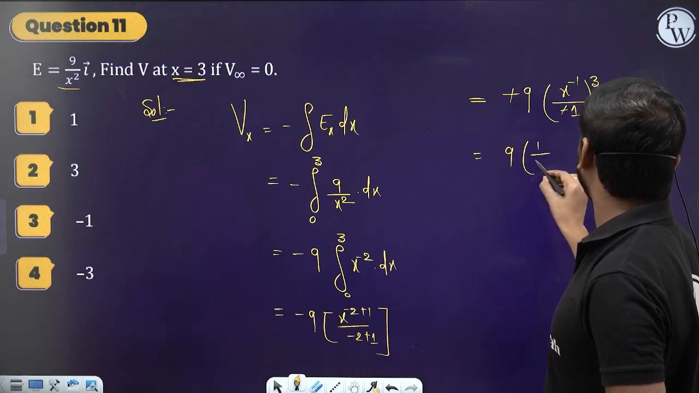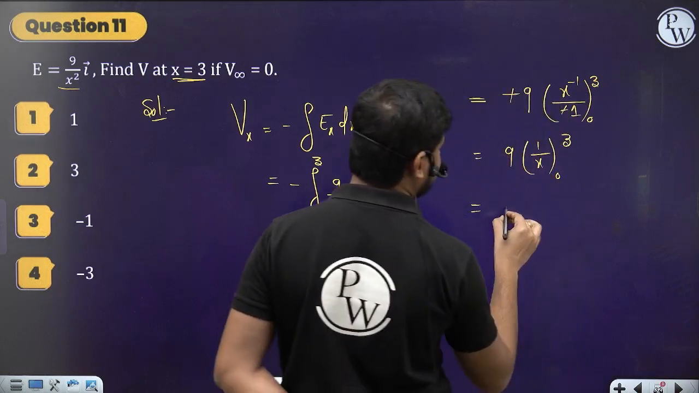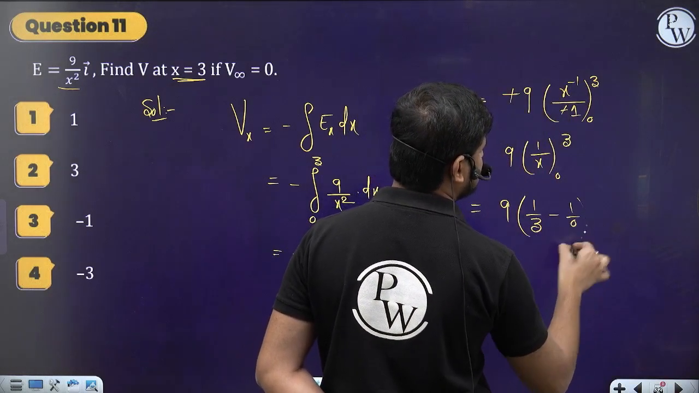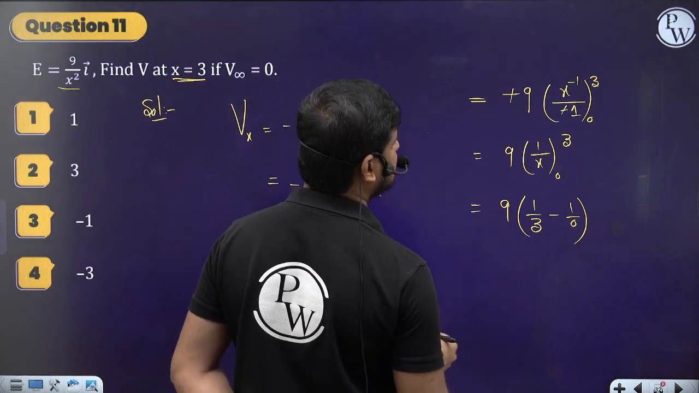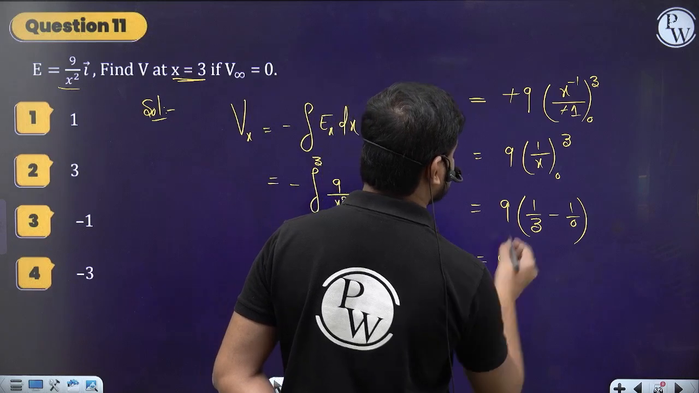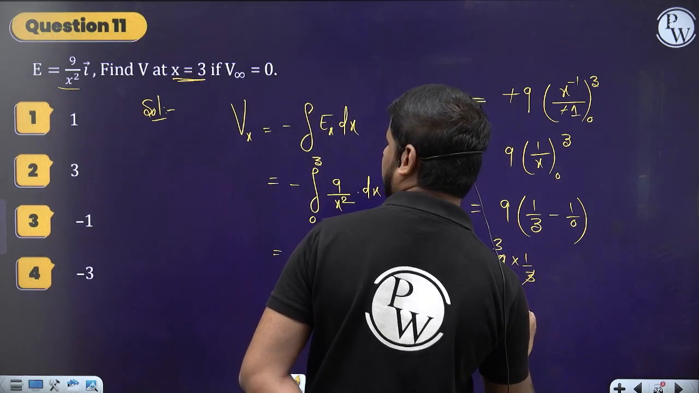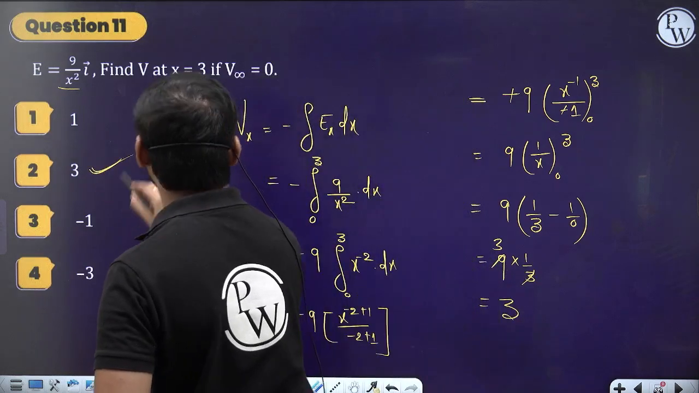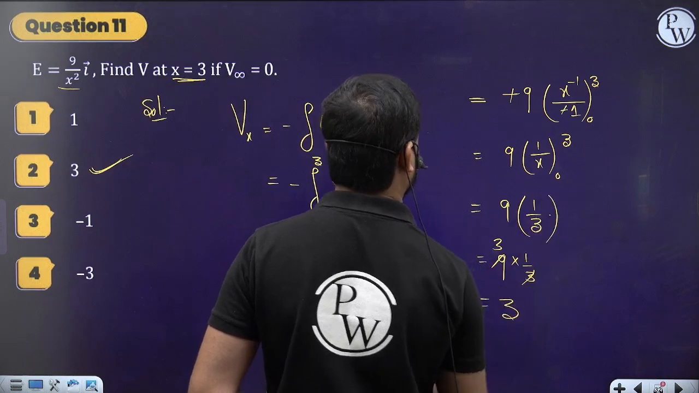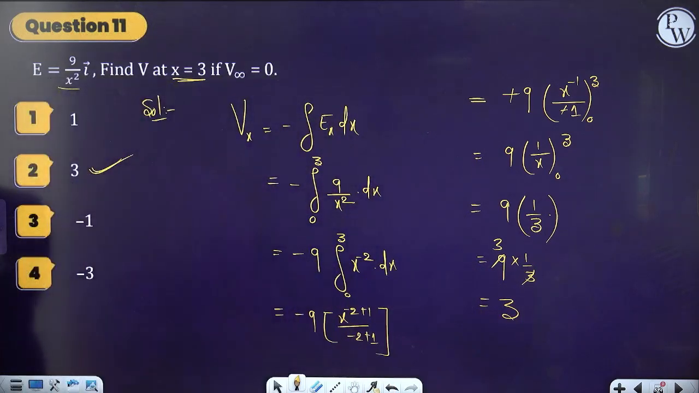So 9 into 1 by x, from 0 to 3. We substitute upper limit minus lower limit. So 1 by 3 minus 1 by 0. 1 by 0 is infinity, right? So then this is going to be 9 into 1 by 3, which is the final answer, 3. So we get the final answer as 3, right? You can directly substitute this part. Done, everyone? Clear? Understood this logic?